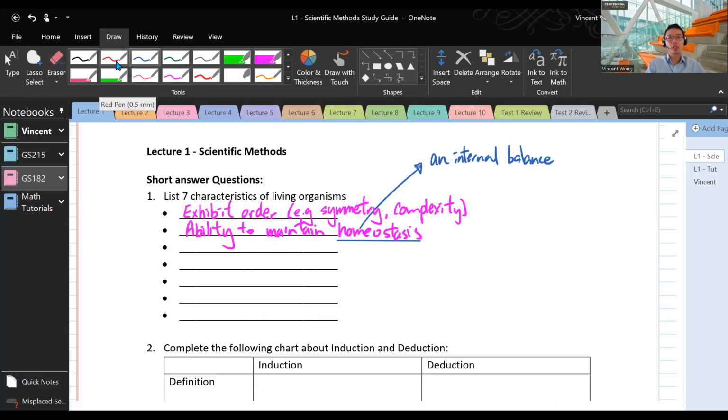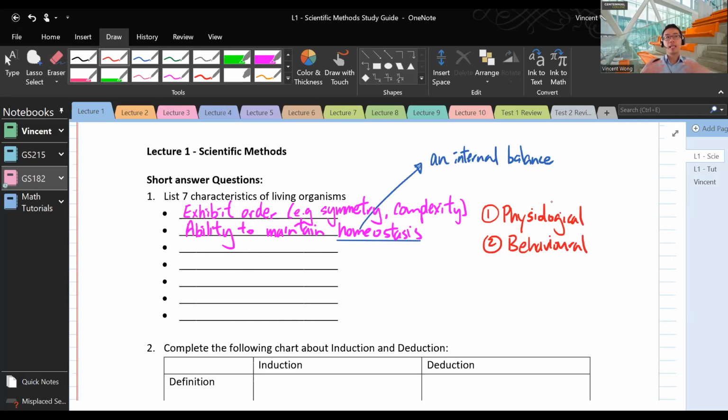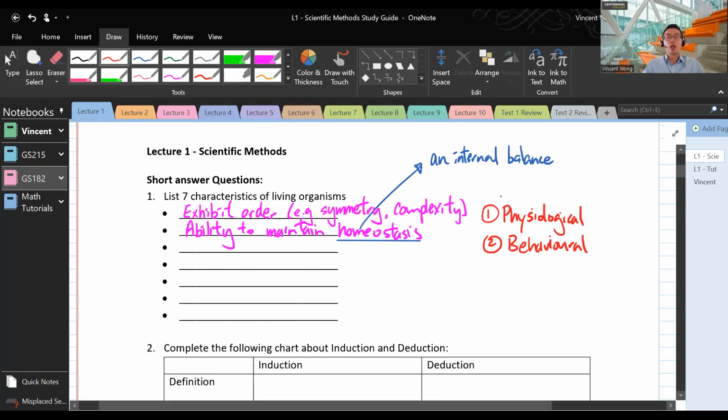Now, in order to maintain homeostasis, organisms can do it through what we call physiological means, or they can do it through behavioral means. Physiological means that your body will adjust itself. The example I gave in lecture is that if it's cold outside, you will start shivering. Shivering is a physiological response to a drop in temperature. It will heat up your body and make you warmer. The behavioral response to that would be putting on a jacket.